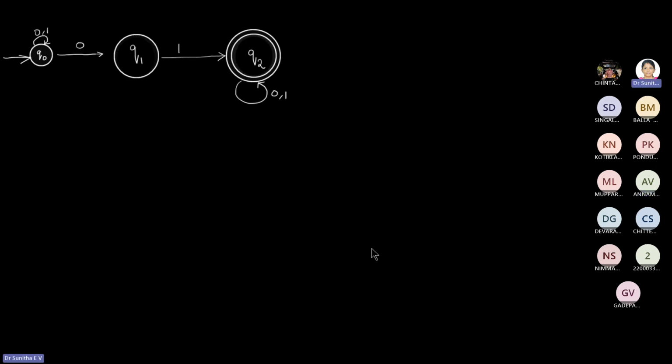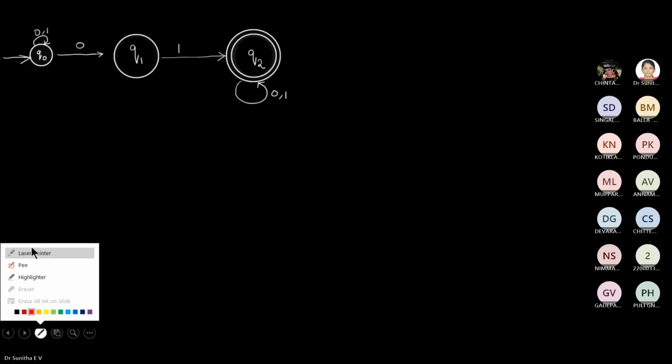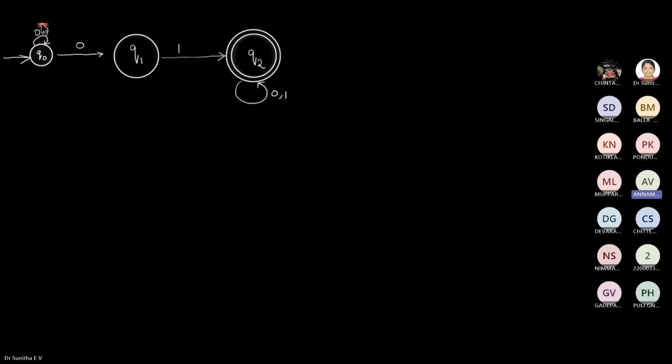So consider this NFA. It has three states, Q0, Q1, Q2, and it is an NFA because from Q0 there are two transitions for 0. For Q0, on 0 there is one transition that is a self loop, and there is another transition to Q1. So there are two transitions for one symbol, so it is an NFA.